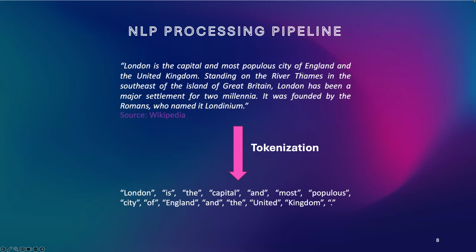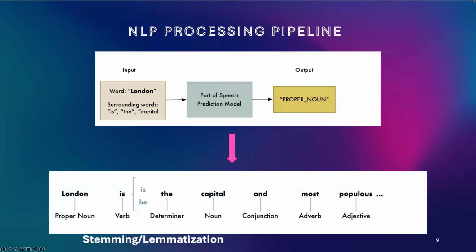London is the capital and most populous city of England and the United Kingdom. So this sentence is divided into tokens, as you can see. So London is one token, is is another token, the is another token, capital is another token, and so on. And now, the next step in our pipeline was POS tagging. So through POS tagging, we attach a part of speech tag to every word. So essentially, London is a proper noun, is is a verb, the is a determiner, and so on.